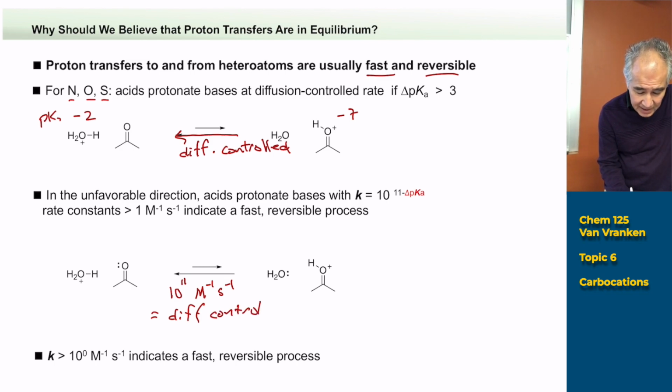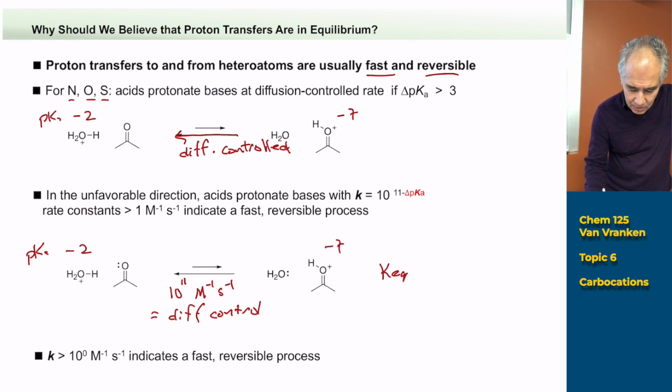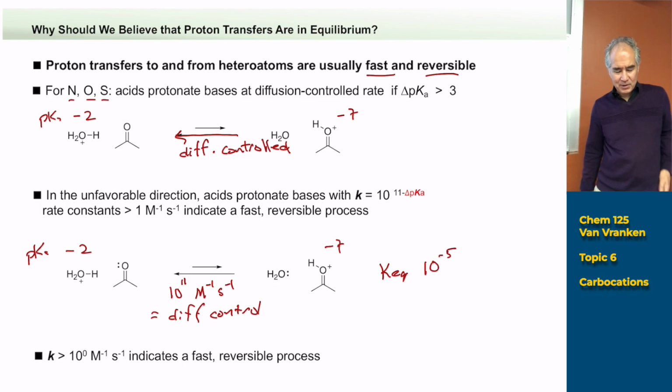If I know the pKas in both directions, let me come back over here, pKa minus 2. And over here it's minus 7. And KEQ is equal to 10 to the 5th. No, 10 to the minus 5 here. Am I getting that right? Check me on that if I'm screwing that up. 10 to the minus 5.